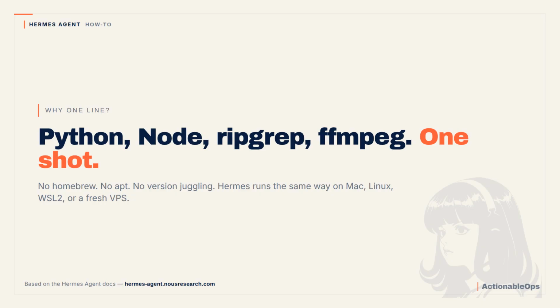Paste it, and a script pulls Python, Node, ripgrep, and ffmpeg in one shot. No Homebrew, no apt, no version juggling. Hermes runs the same way on Mac, Linux, WSL2, or a fresh VPS.